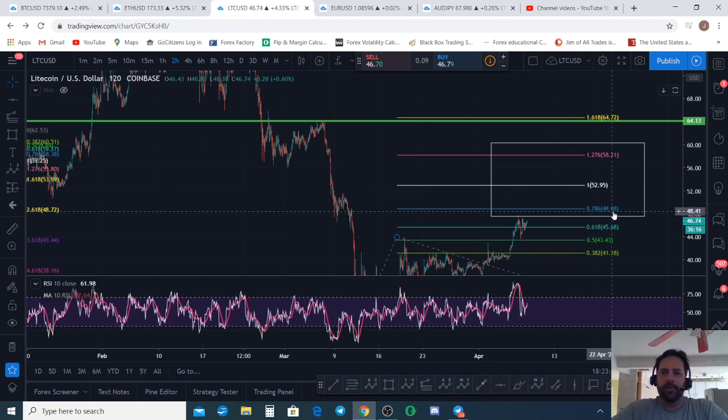Litecoin's targets are anywhere from $49 to $59. Those are my targets. I'd like to see at least 53 hit, but 59 is more likely. I do have this target of 64 up here as well, but that's a little tall, and we'd have to get a really, really big pump to get there. So we'll have to wait and see.